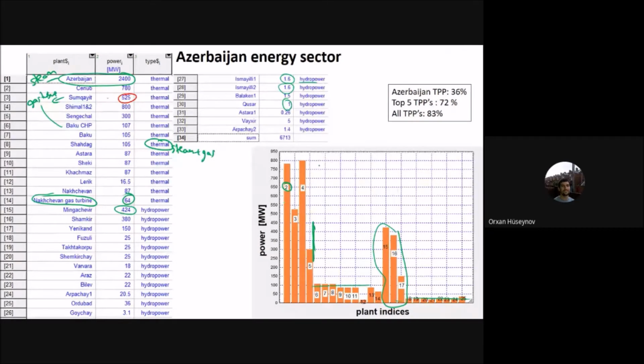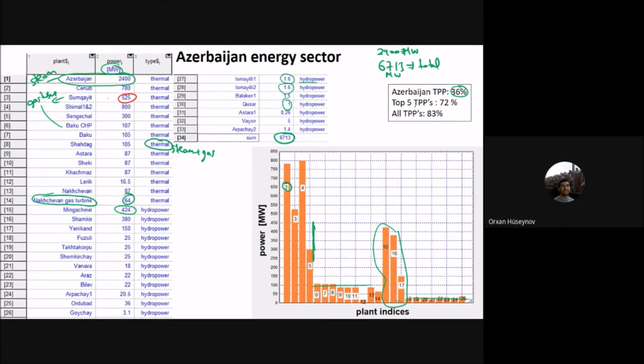These are very small. And overall, the Azerbaijan power plant, which is 24 megawatts, makes 36% of overall power production in Azerbaijan. The sum total is 6,713. Azerbaijan is 24 megawatts, and this is the total. You can see the units, these are megawatts. It makes 36%, which is a very high number.